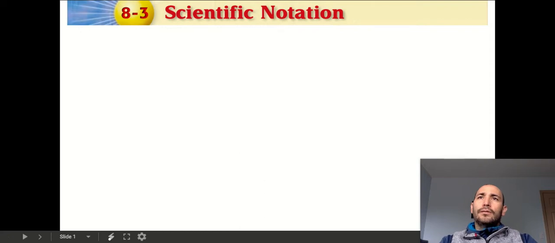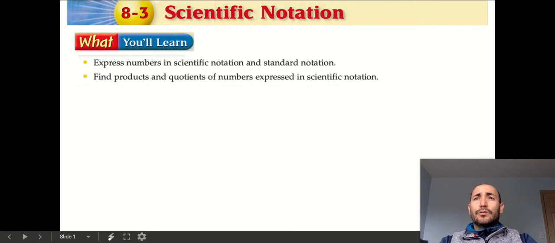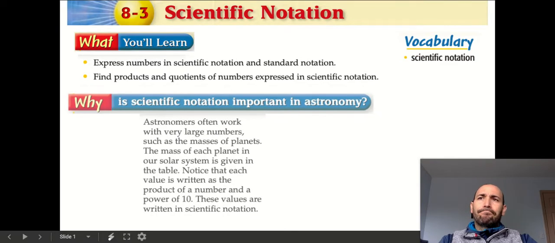So in chapter 8, lesson 3, we're going to talk about scientific notation. We're going to learn how to express numbers in scientific notation and standard notation. We're going to find the products and quotients of numbers expressed in scientific notation. Some vocabulary to keep in mind: what is scientific notation?